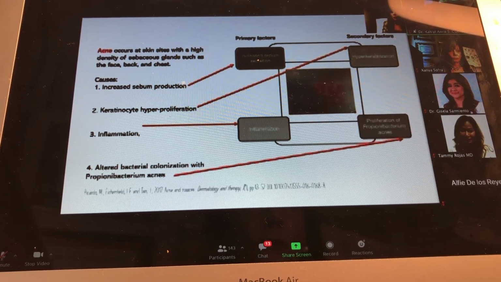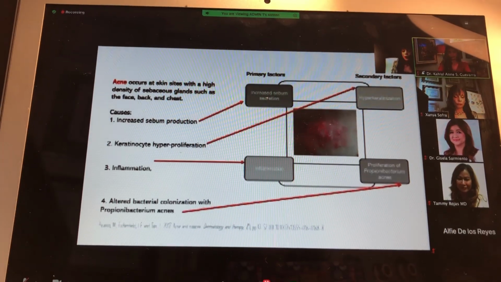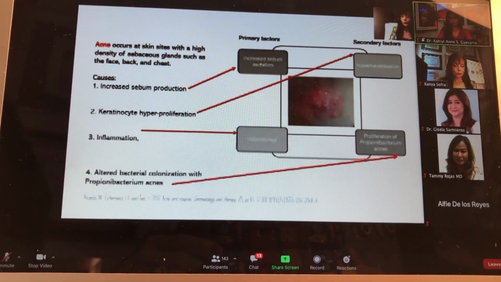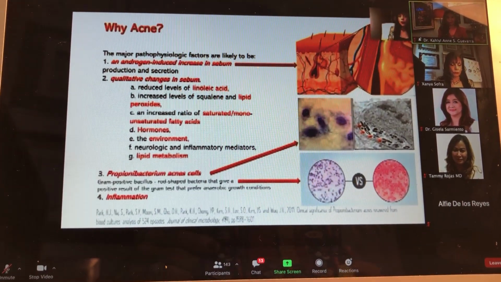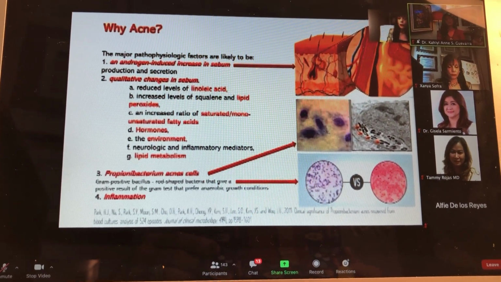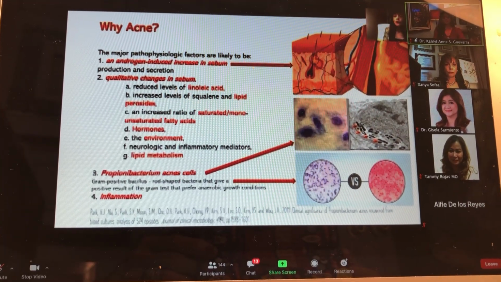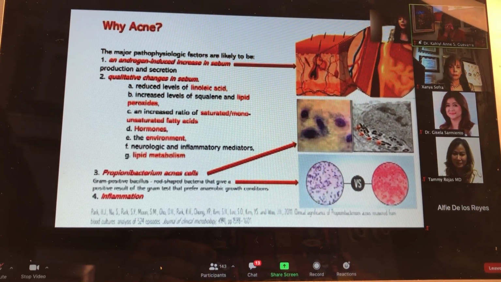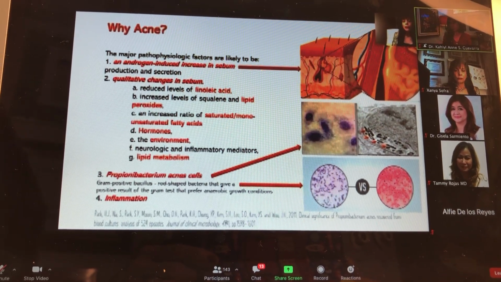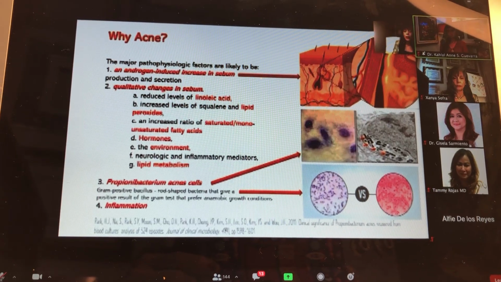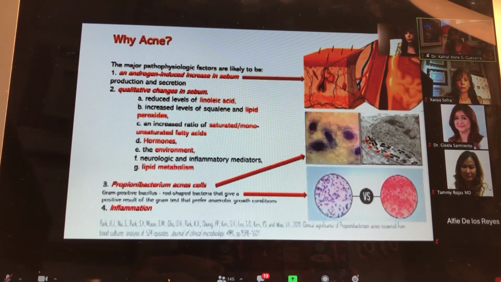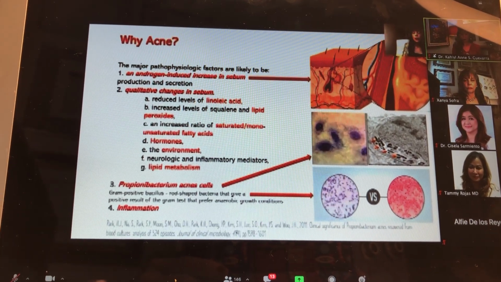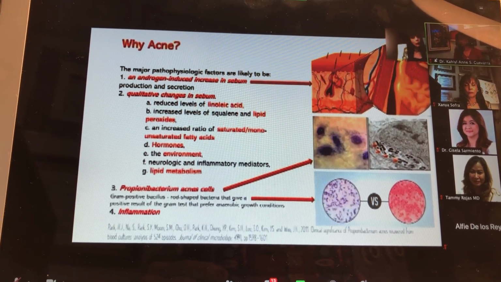Inflammation is a very important part of acne, along with altered bacterial colonization with Propionibacterium acnes. The major pathophysiological factors are likely an androgen-induced increase in sebum, qualitative changes in sebum, reduced levels of linoleic acid, increased levels of lipid peroxides, and an increased ratio of saturated to monounsaturated fatty acids. Hormones are a major aspect of this, as are the environment, pollution, neurologic and inflammatory mediators, and lipid metabolism.